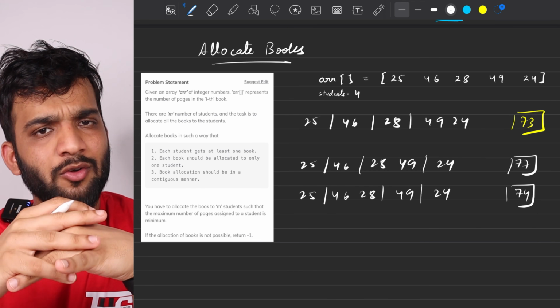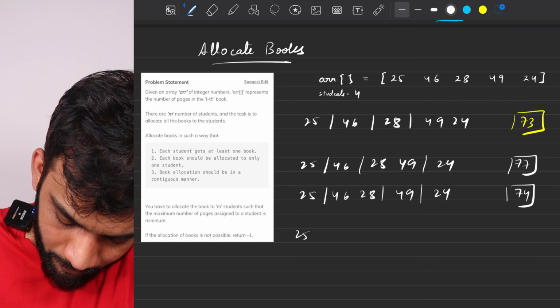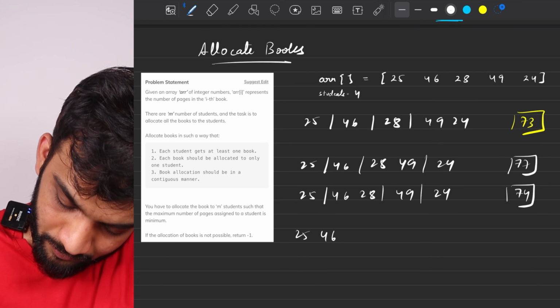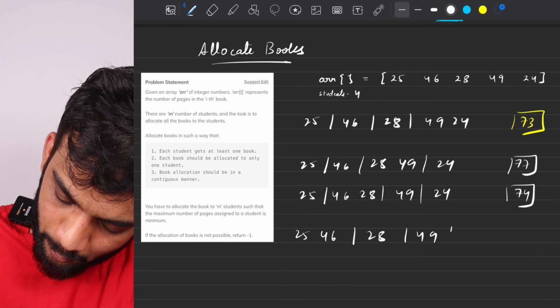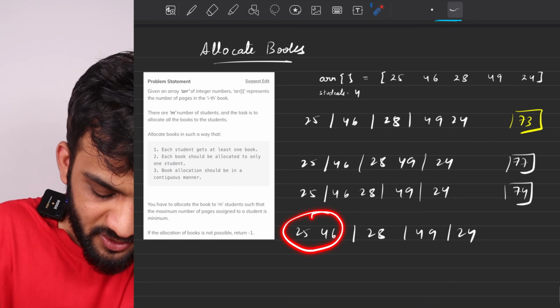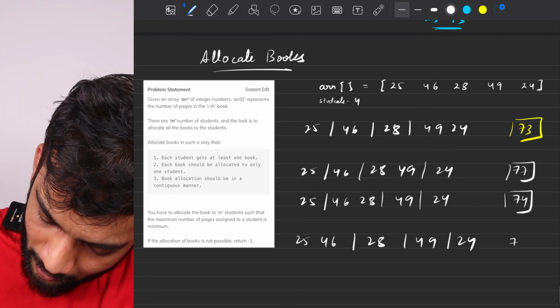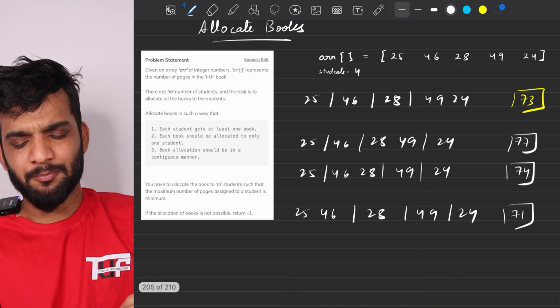Can I try any other configurations? I can. Maybe I can allocate 25, 46 to student 1, and then 28 to student 2, then 49 to student 3, 24 to student 4. In this one, if I add this, it will be 71. Can I have any other possible allocations?